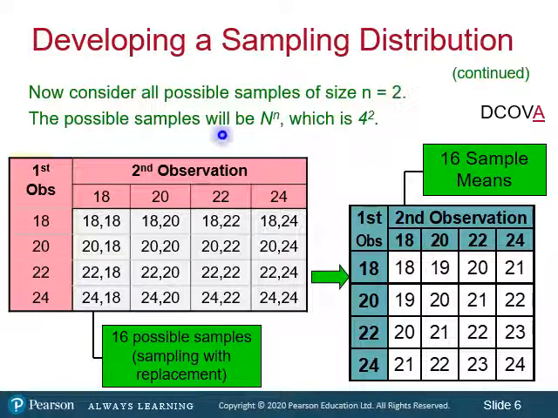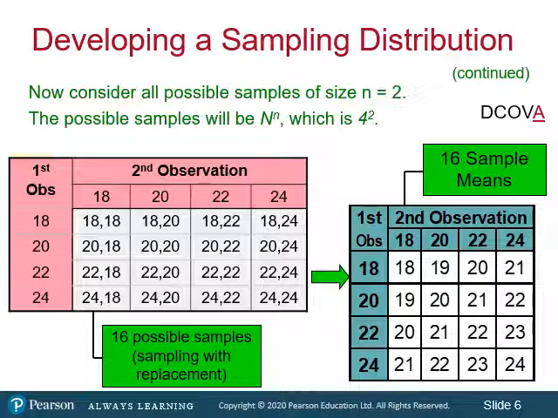We will look at this table. So the first observation and the second observation. The first observation here can be 18, second observation 18; first observation 18, second observation 20; first observation 18, second observation 22, and so on. Once we calculate these numbers, we have 4 here, 8, 12, and 16. So we have 16 possible samples that we have generated with replacement.